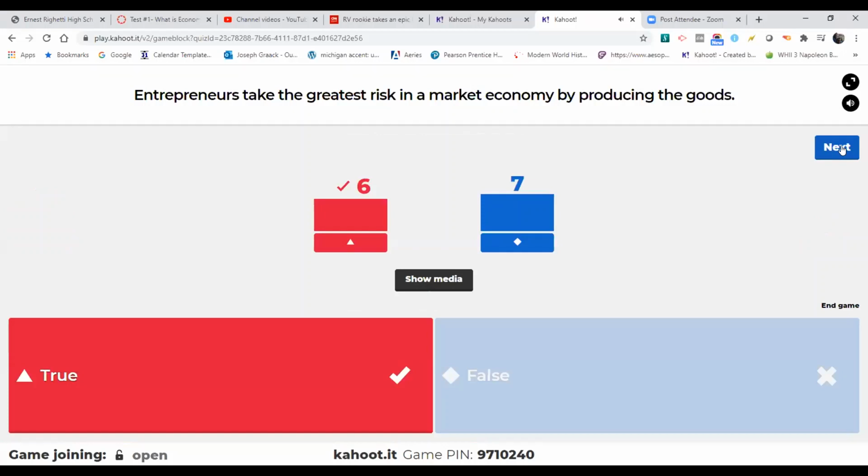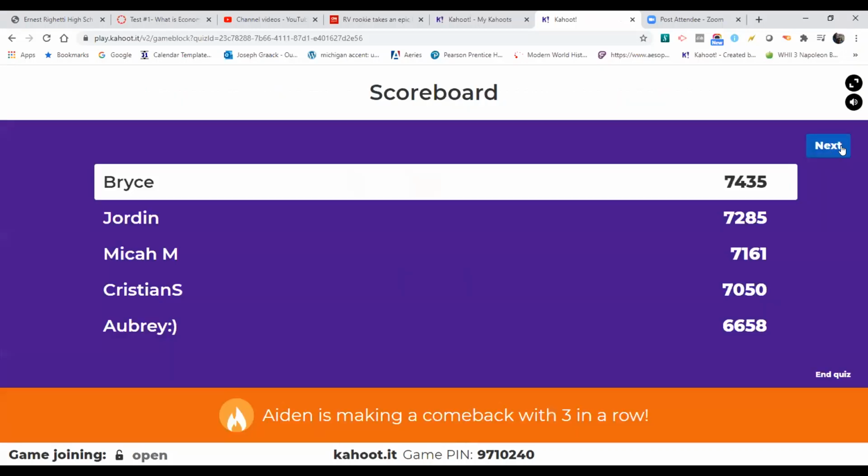That's true, right? Entrepreneurs are the ones that put up the capital, put up the money. Micah moving into first.